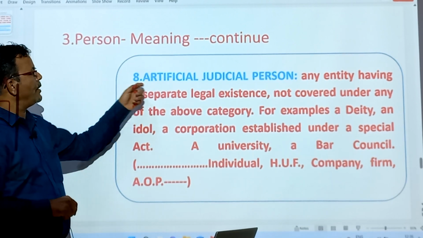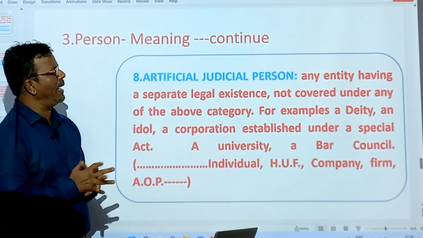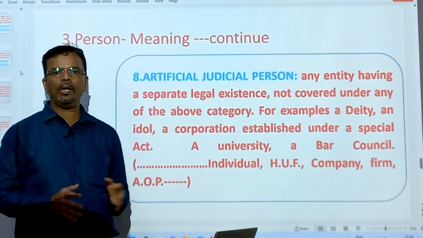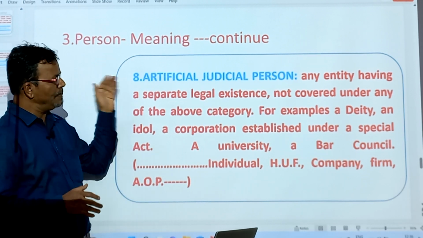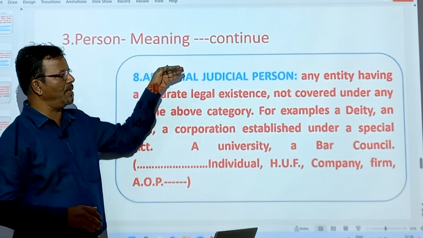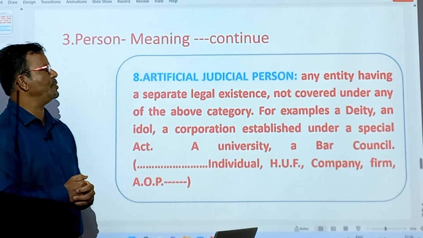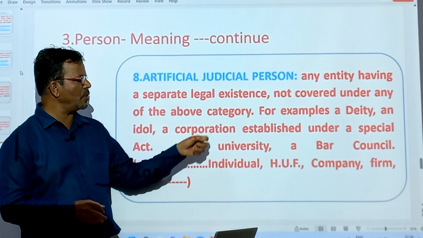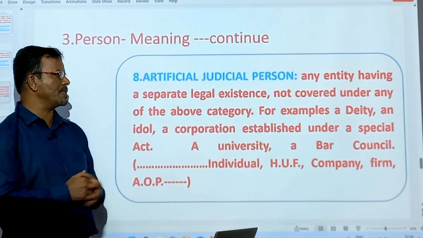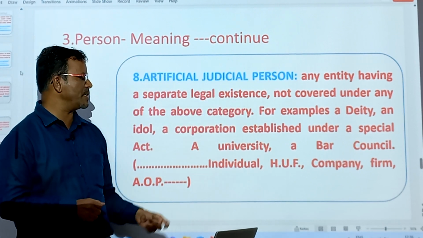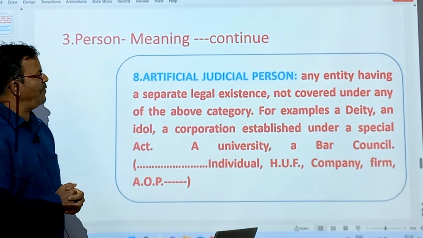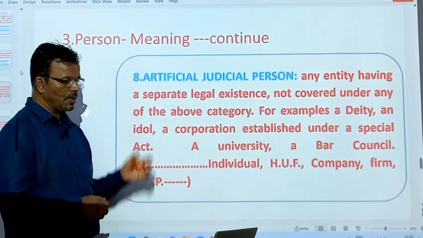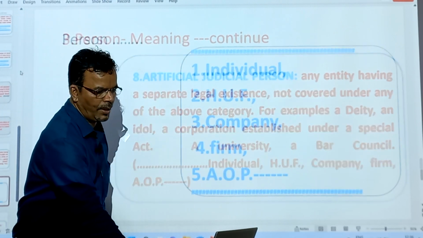And last and best, artificial juridical person. Any entity having a separate legal existence not covered under any of the above categories. We have studied 7 categories. If an entity does not come under those 7 categories, it will come under the artificial juridical person category. For example, a deity or idol, or a corporation established under a special act, is known as an artificial juridical person. A university is an artificial juridical person. A Bar Council is also an artificial juridical person. So, all these terms are included in person.